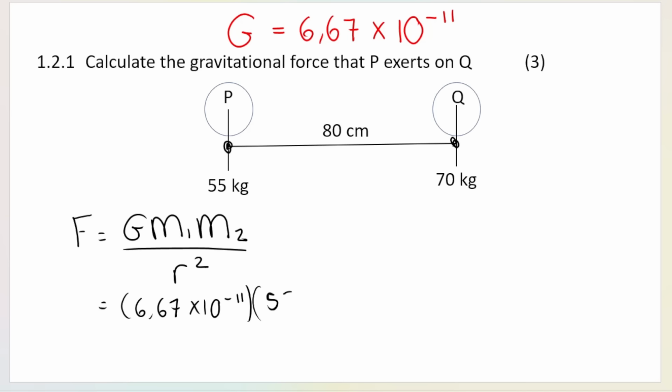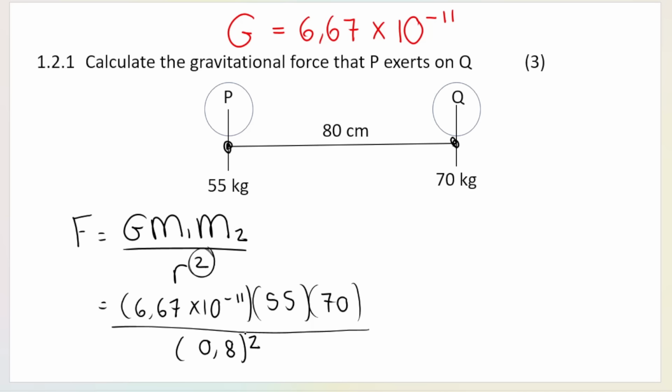Mass of object 1 is 55. Mass of object 2 is 70. Obviously, it doesn't matter which way you write that. The distance between their centers is 0.8, and please don't forget to square it. A lot of my students always forget to square this, and they lose marks.